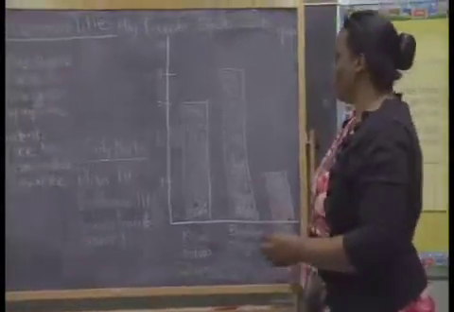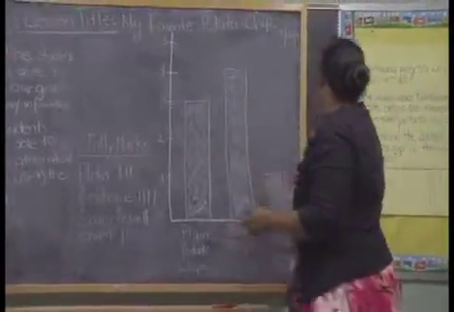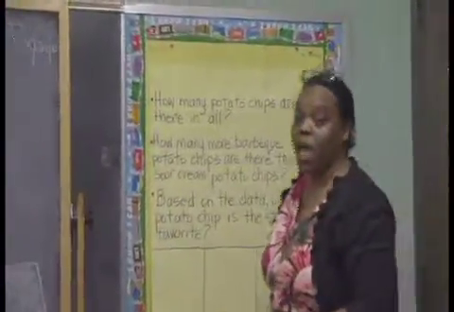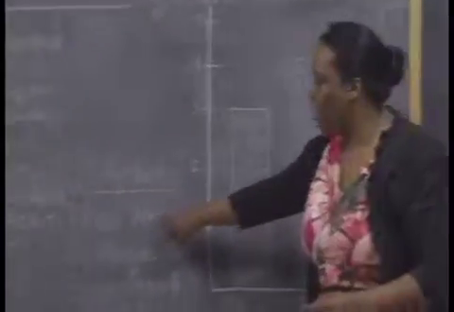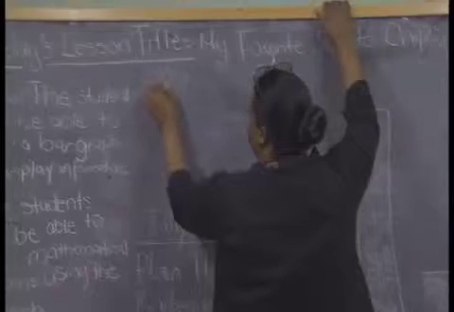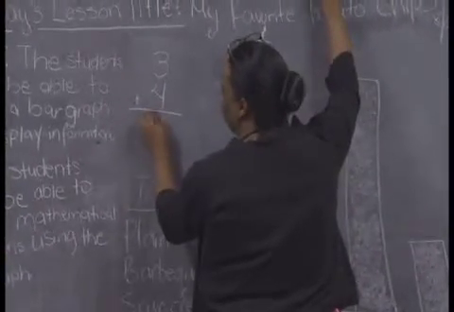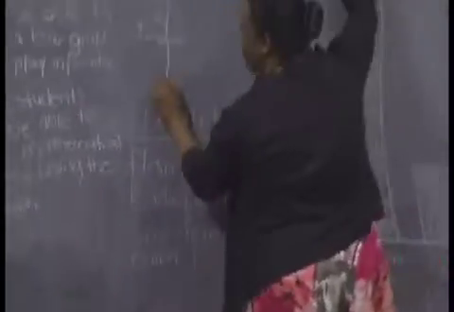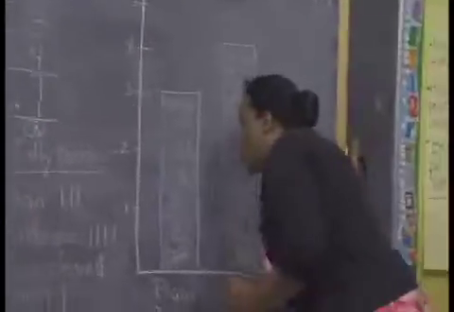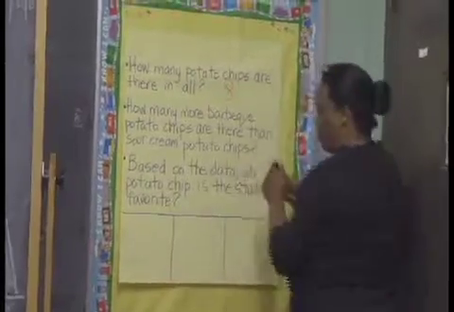So now, as you can see, we have the information written in a bar form. So now we need to know how many potato chips are there in all. Can we count? So we have 3 here, we have 4 here and 1. So we're going to add 3 plus 4, how much is that? 7. And if we add 1 more, how much is that? 8. Great. So we have 8 chips in total. We're going to write that right there, okay?